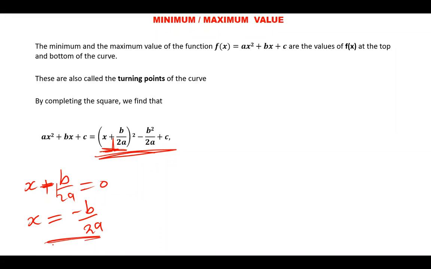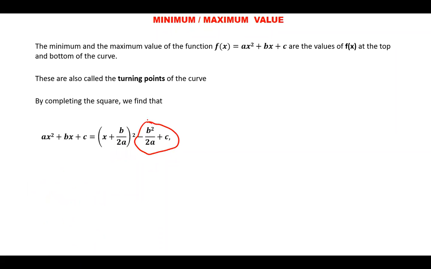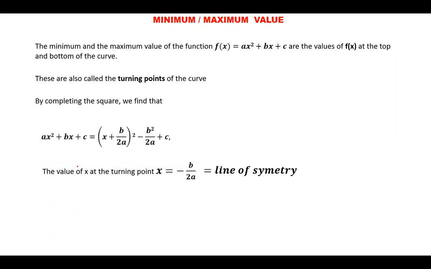This is the value of x at the turning point. Now to find the minimum or the maximum, you just get this part here and replace the values there. So if you can't manage to complete the square of a given quadratic equation, you just get this part. You just say y is equal to b squared. Let me write them properly.